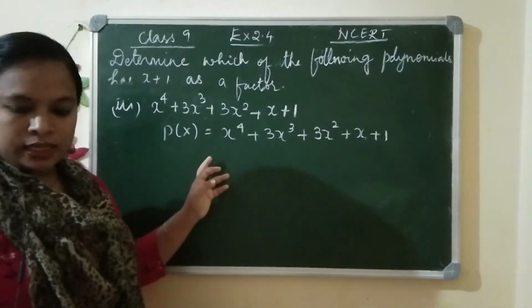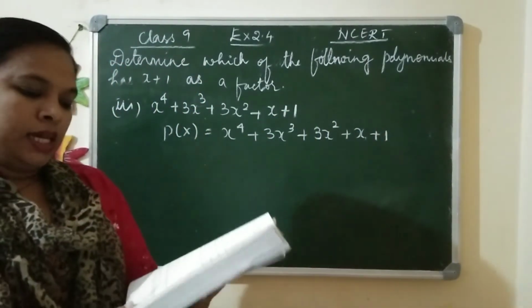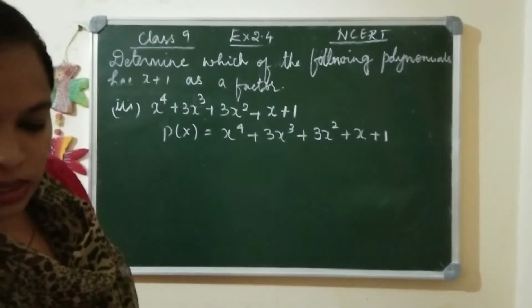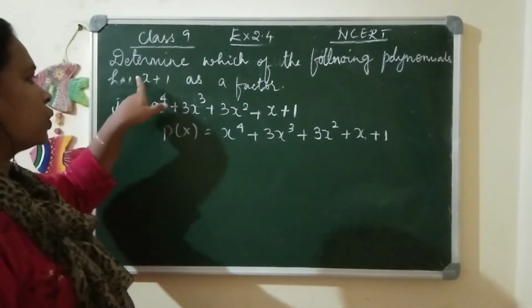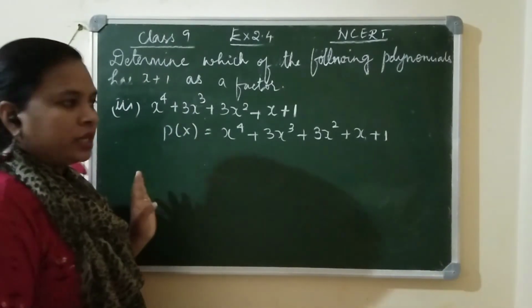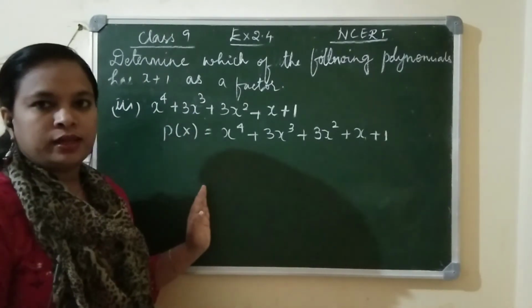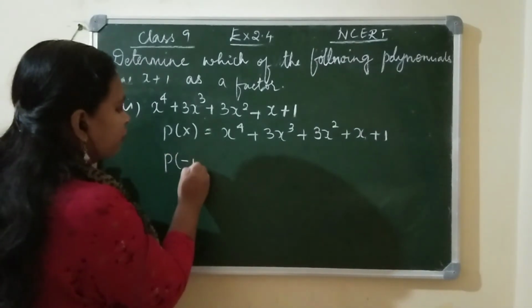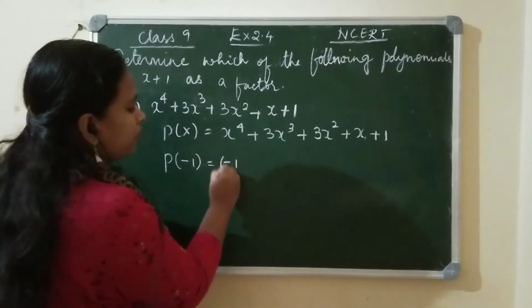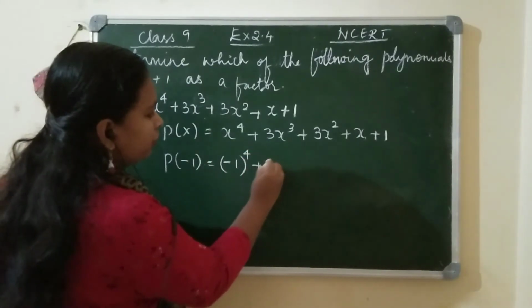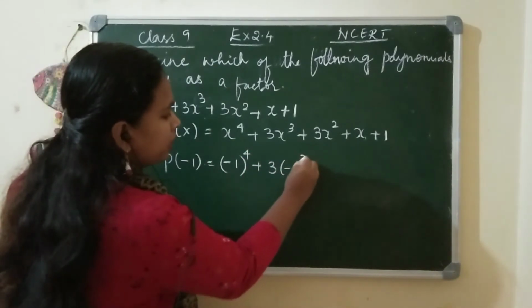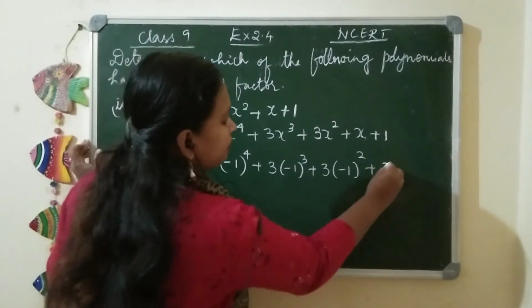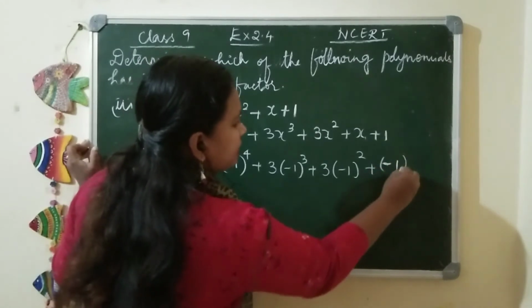Yes, once again I'll confirm whether the question is correct. Yes, the question is correct here. So now we will substitute the value of x. So the x value will be -1 now. I am not going to repeat here how I get the value as -1. I'll just write p of -1 here. So (-1) to the power of 4, 3 into (-1) cube plus 3 into (-1) square plus (-1) plus 1.